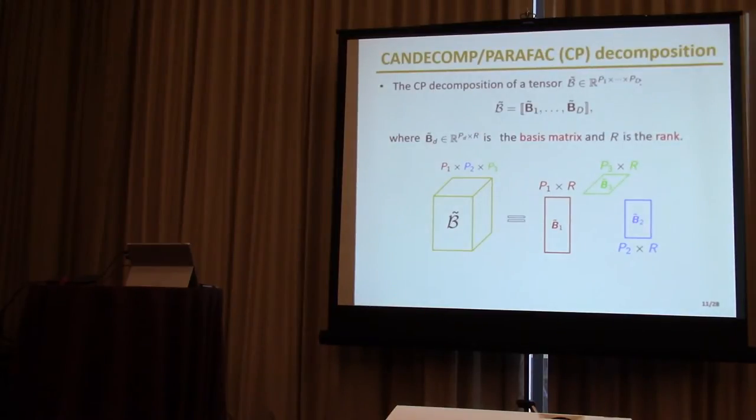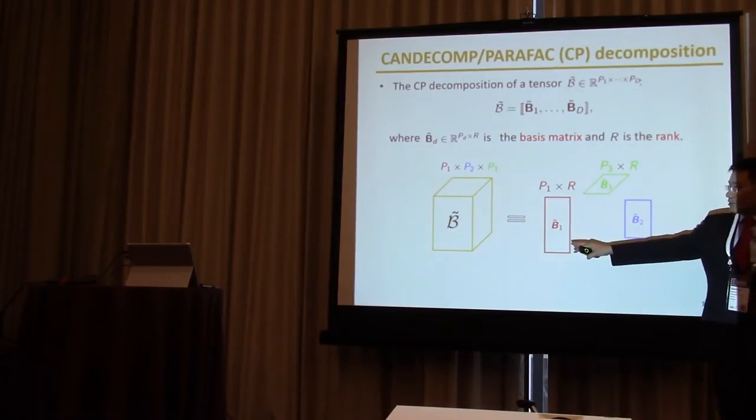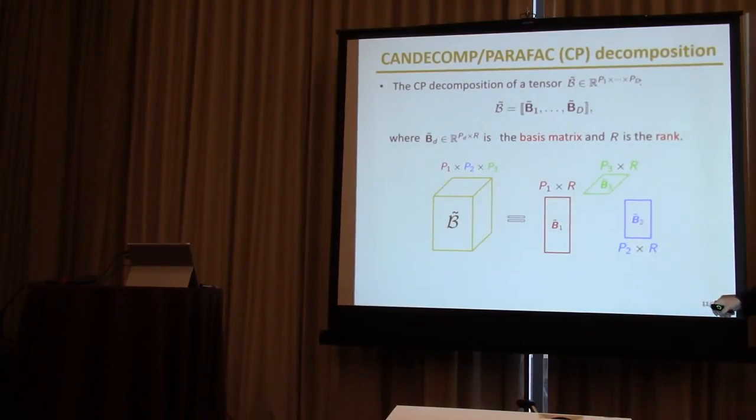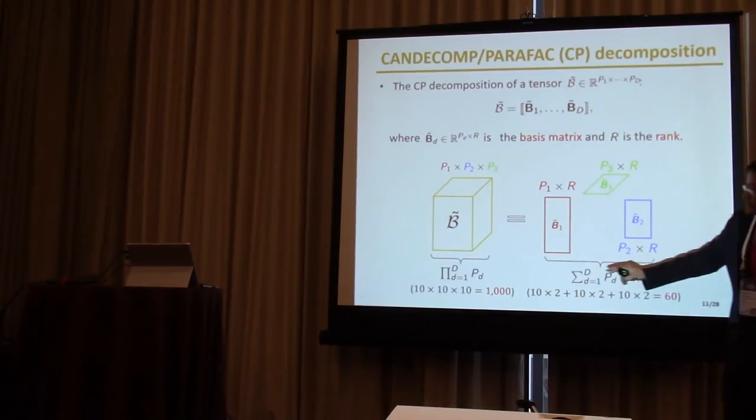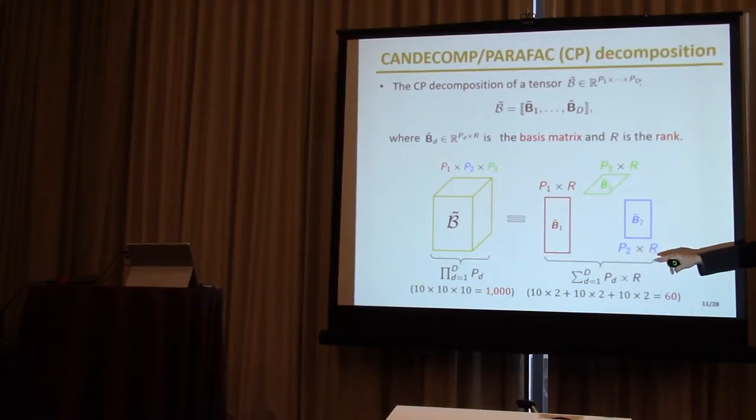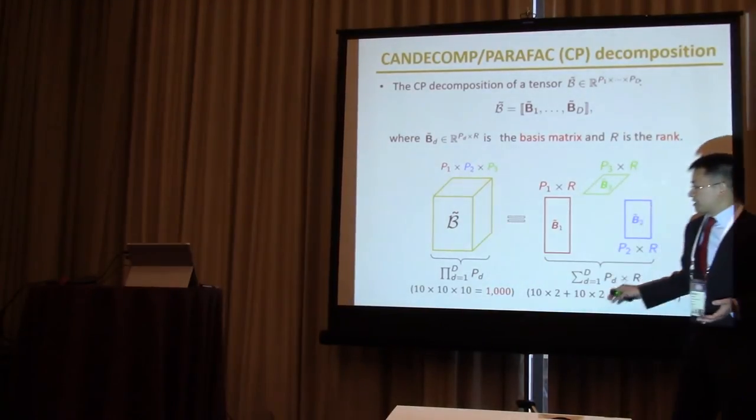A CP decomposition says that a high-dimensional tensor can be decomposed into a product of several basis matrices. For example, the tensor with dimension P1 by P2 by P3 can be decomposed into low-dimensional matrices P1 by R, P2 by R, and P3 by R. And R is usually a small number because the data is spatio-temporally correlated. As one example, if the original coefficient tensor has dimension 10 by 10 by 10, which has 1,000 elements, and you assume this rank R is 2, how many parameters are there? It's 60. So instead of estimating this tensor, we can estimate these matrices.